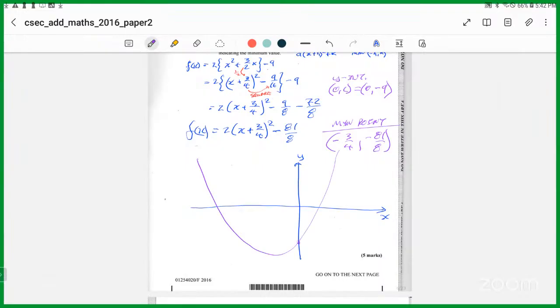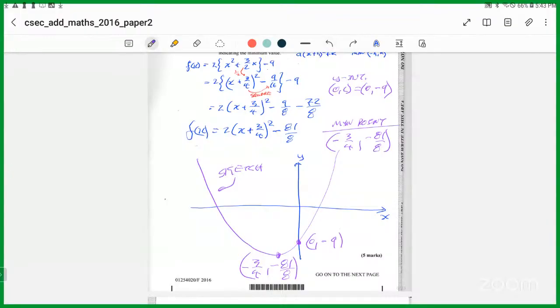So right here, the y-axis intercept is 0, negative 9. Right here, the minimum point is negative 2 over 4 and negative 81 over 8. And that's your sketch as requested. That's the sketch. Very good. They did not ask us for the roots, guys, so we're not putting them.